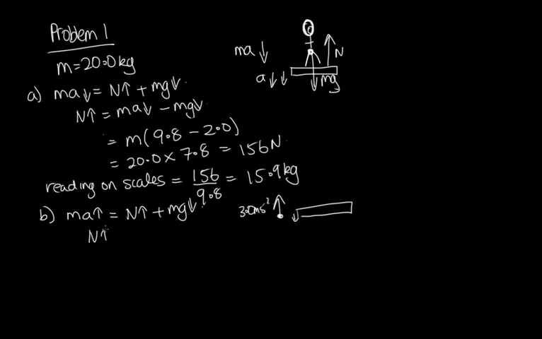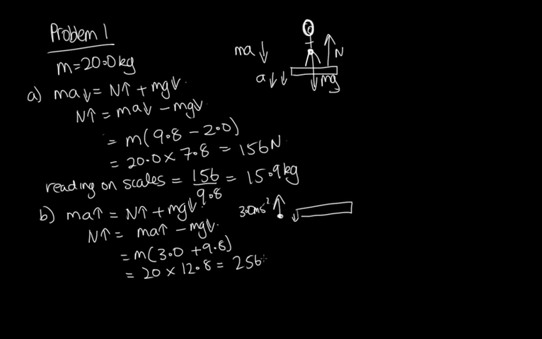And so the normal force upwards is equal to, in this case, the mass times the acceleration, which is upwards, minus mg downwards. And so this is equal to m times the acceleration in the upwards direction, 3.0 meters per second squared, and now we've got minus minus 9.8. So this is equal to plus 9.8 meters per second squared. And so this is equal to 20 times 3 plus 9.8 gives us 12.8. And solving this on the calculator, we get 256 newtons.